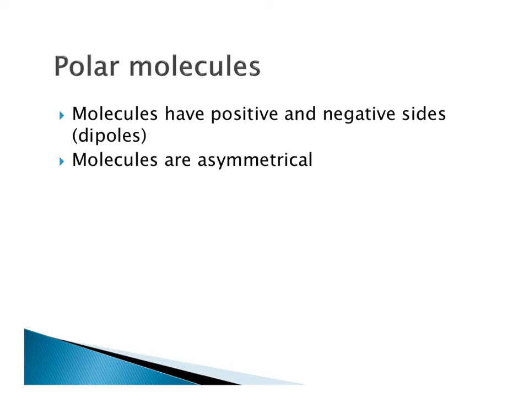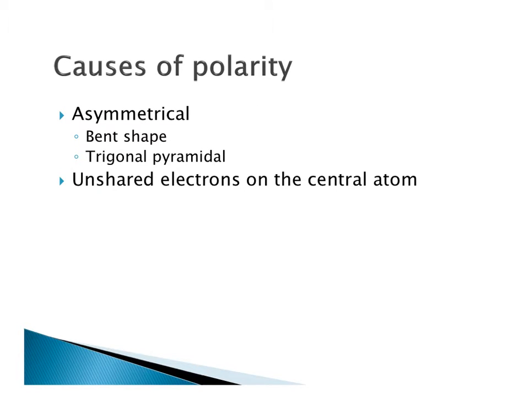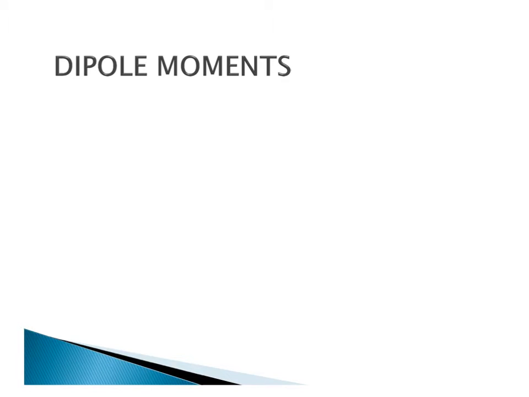In regard to polar molecules, these are molecules that have positive and negative sides, so they have dipoles, and these molecules are asymmetrical. Now, what causes a molecule to be polar? One is the asymmetrical shape, and they tend to be bent, trigonal pyramidal, and so forth. We'll go on about that a little bit more. That's normally because there are unshared electrons on the central atom. We'll take a look at some of the shapes in a little while. So what drives polar molecules are the dipole moments that exist.